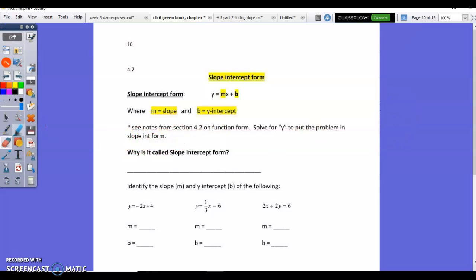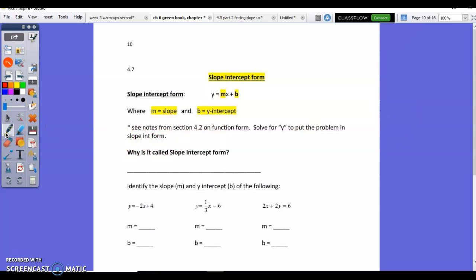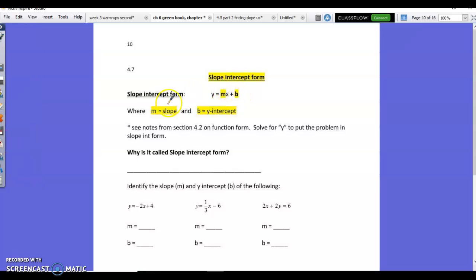Right, so this is 4.7. We're going to break this up into a couple parts, but we're getting into what is called slope-intercept form. Slope-intercept form is y equals mx plus b. And we've talked about what m is, and m is the slope. So if we look at this, we have y equals mx plus b, where m is the slope, which we've been working on finding for the past couple of days, and b stands for the y-intercept.